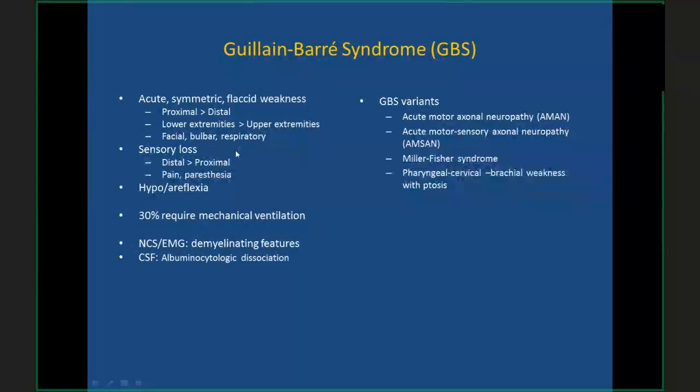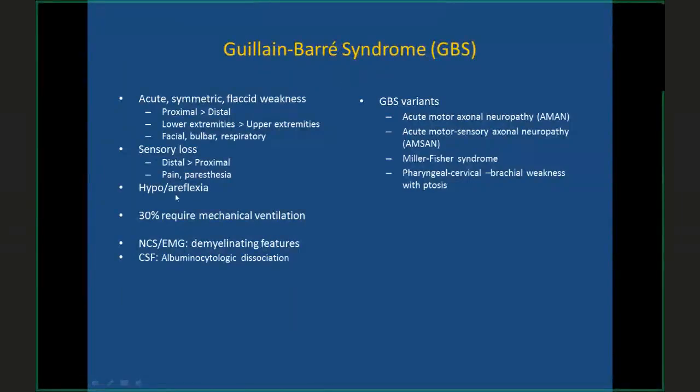Most patients have sensory loss later on, especially in the distal extremities, in the hands, legs, and feet, and also pain. Some patients present with pain, especially back pain. It's a typical presentation, and that's why some patients are sent back home a couple of times from the ER, because they presented with just sensory symptoms and back pain without significant muscle weakness.